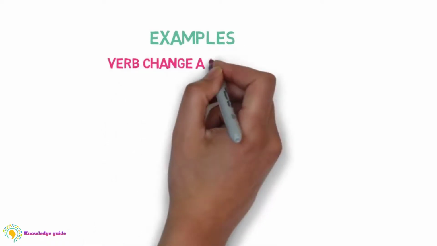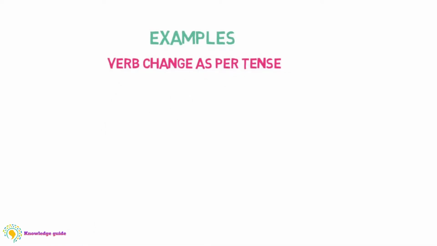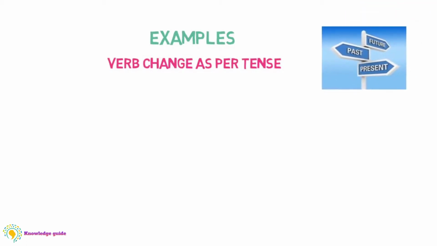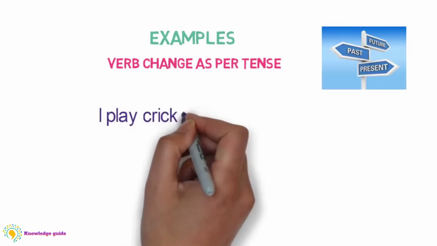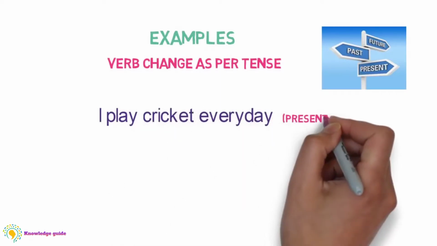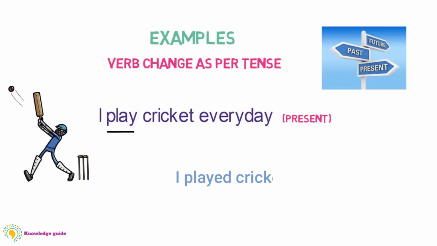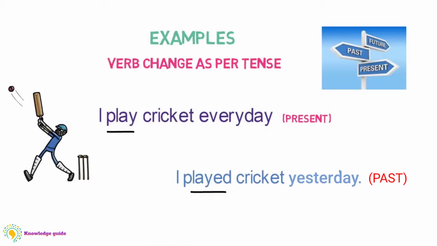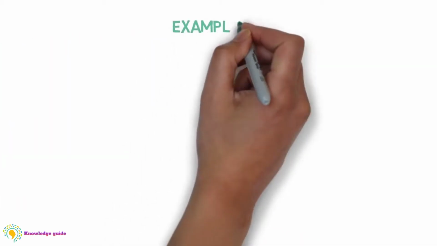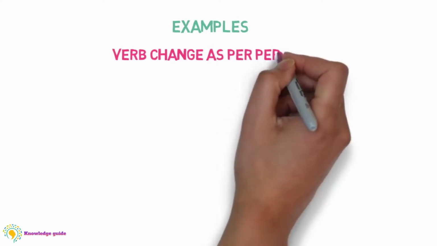Verbs that change as per the tense. That means whether the sentence is in present tense, future tense, or past tense. I play cricket every day. Here the sentence is in present tense and the verb is play. Let me take you through one more example to understand. I played cricket yesterday. Here the sentence is in past tense and the verb is played. Here the word play has changed to played in the tense. So you can understand that both play and played are finite verbs, and you may be clear how verbs change according to tense.